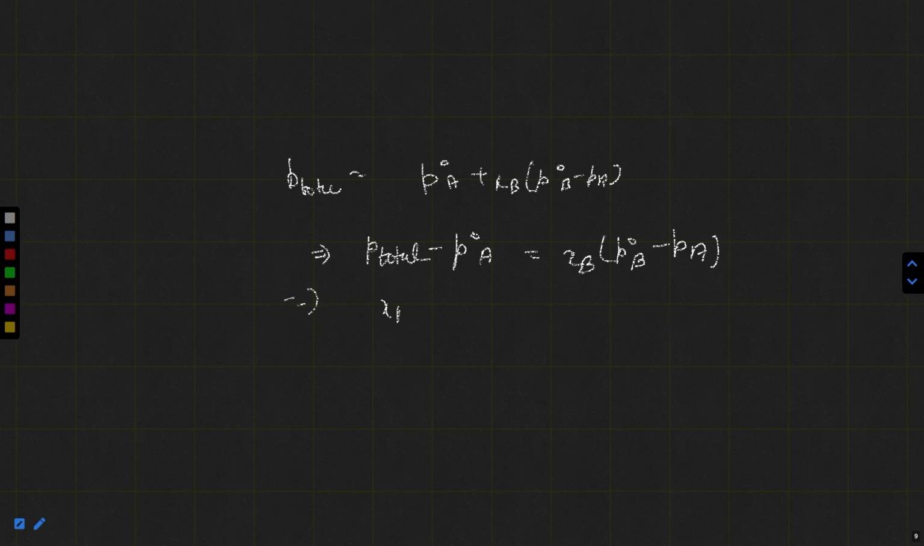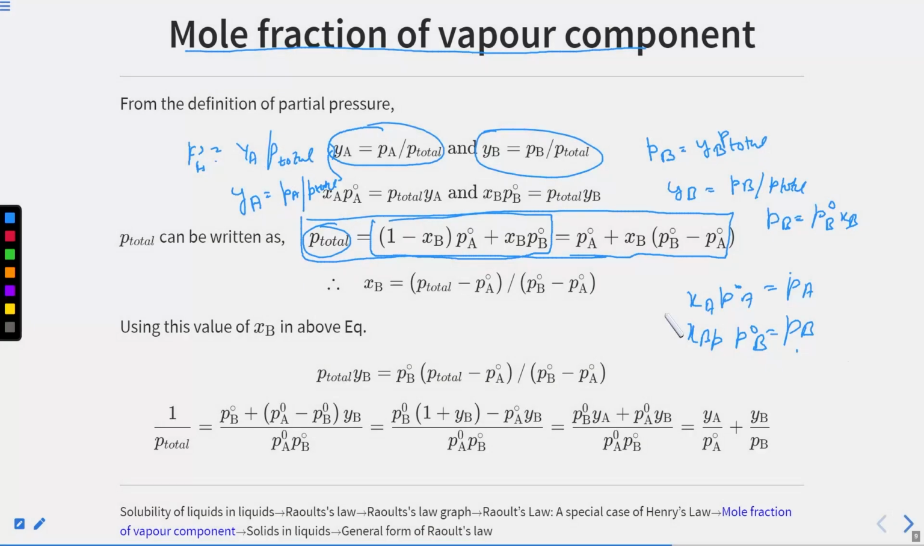So we can write further XB is equal to P total minus PA by P naught B minus PA. So here it is written, the same thing, that XB is equal to P total minus PA by P naught B minus P naught A. Now what are we doing here? We are putting this XB in the above equation. So we have seen this equation, right?